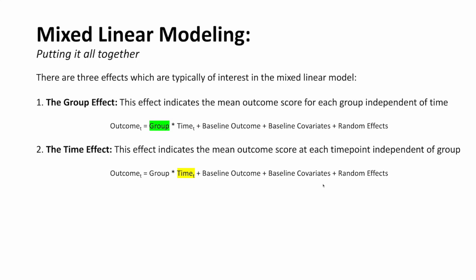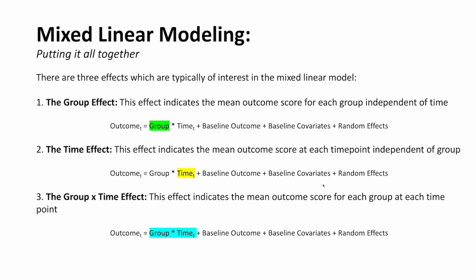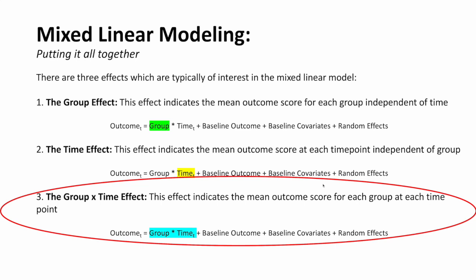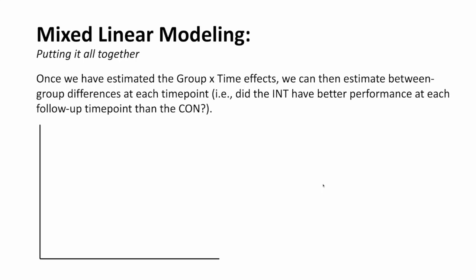However, the most important effect that we're looking at within an RCT is the group by time effect. The group by time effect indicates the mean outcome score for each group at each time point. And this is the most important thing that we're looking for in an RCT, because we want to be able to tell whether there are between group differences in an intervention. So let's go ahead and put this all together. Once we have the estimate for the group by time effects, we can then estimate our between group differences at each time point. That is, did the intervention have better performance at each follow-up time point relative to the control after controlling for baseline differences in our covariates?